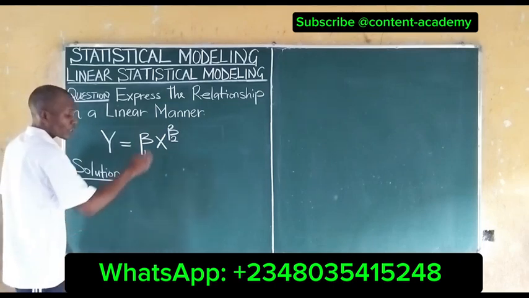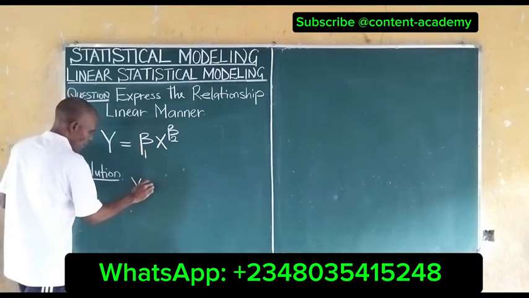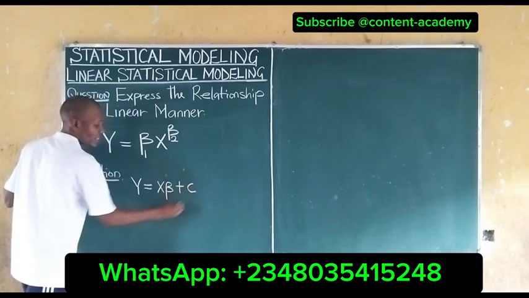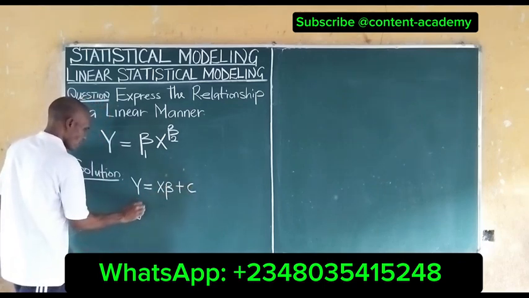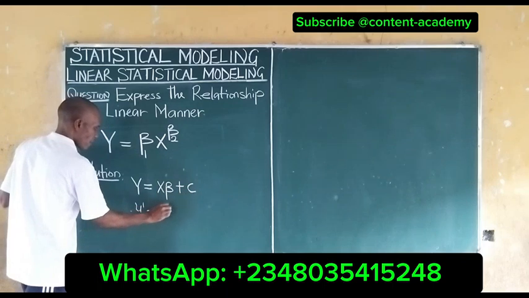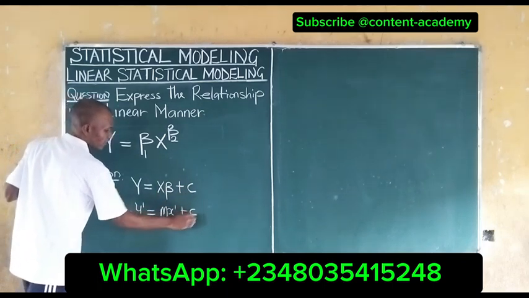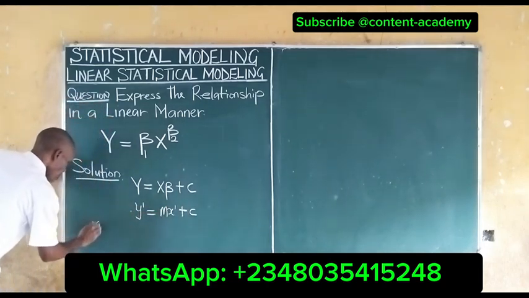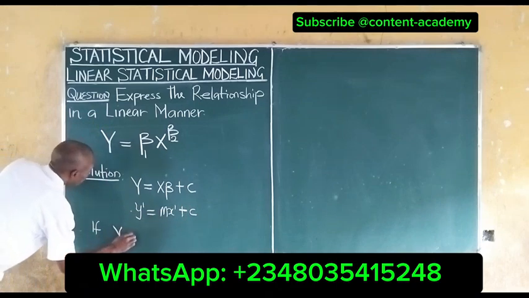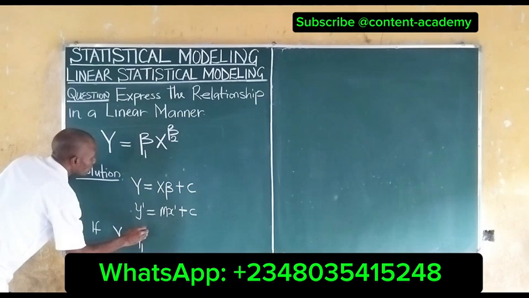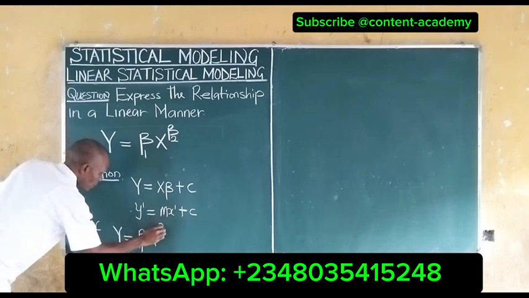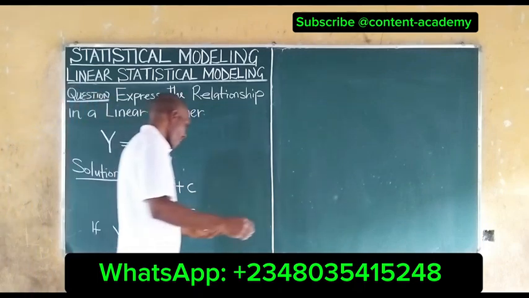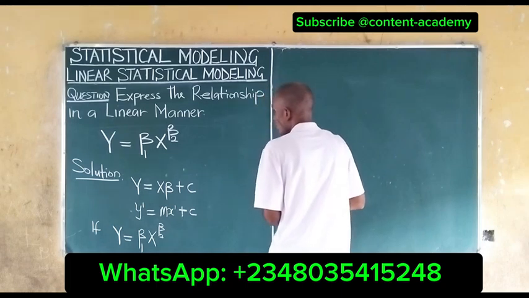Of course, we know that a general linear regression model can be written as this, or you write y is equal to mx plus c. This is linear. So if y is equal to b1 x raised to the power of b2, how do we resolve this to be in a linear manner? The first thing to do is we employ log.